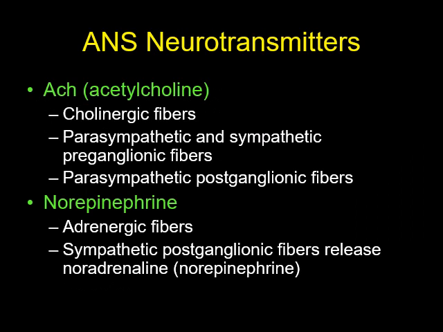Acetylcholine is released from cholinergic neurons or fibers and is a neurotransmitter. It's the only one used in the parasympathetic branch, and it's used by the preganglionic sympathetic fibers. Norepinephrine or noradrenaline is released by adrenergic fibers, and it is released by postganglionic sympathetic nerve fibers.